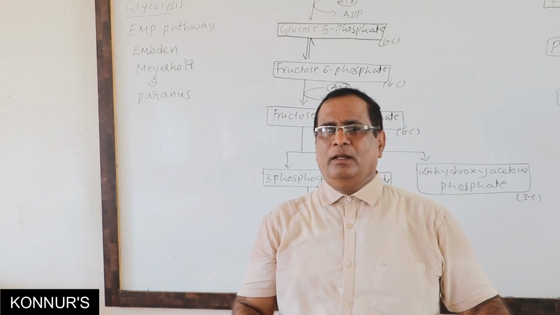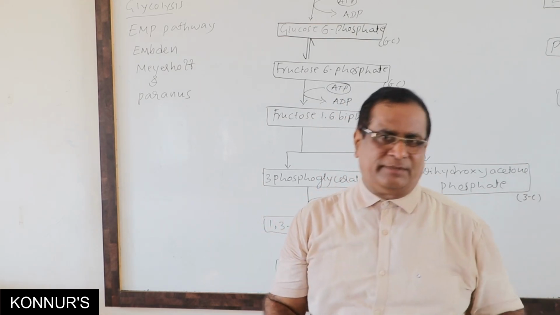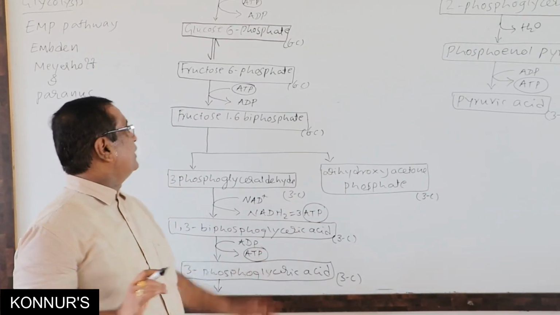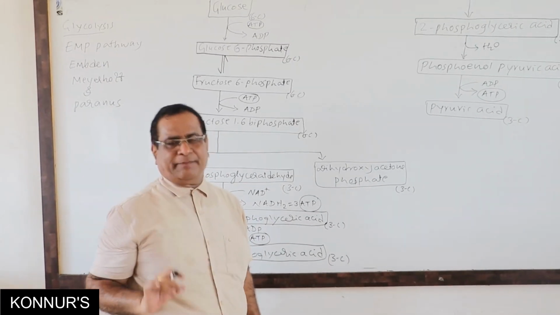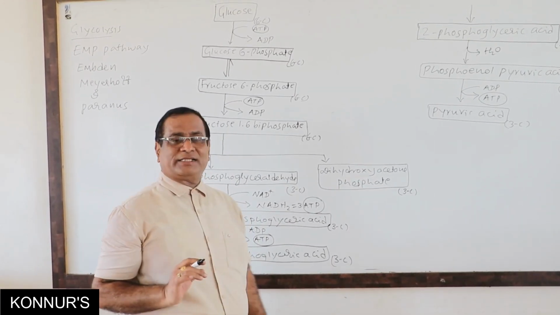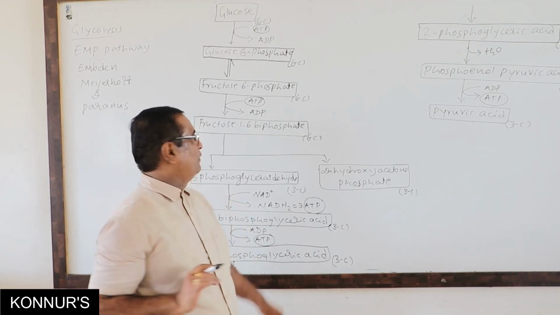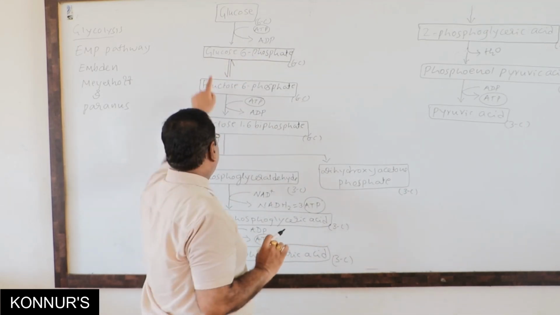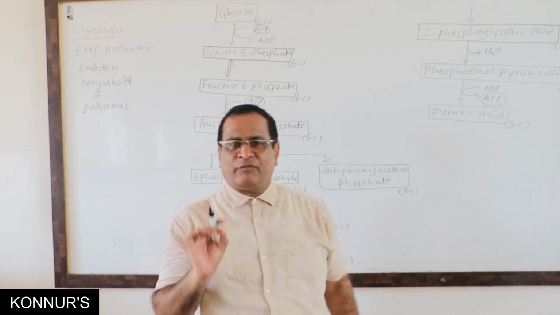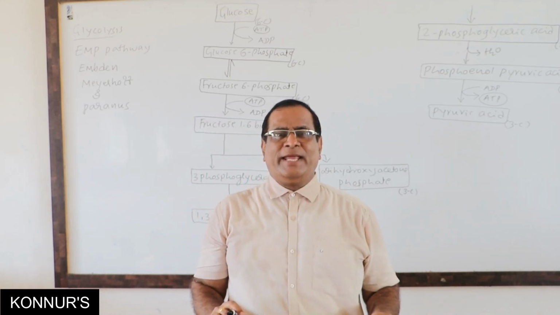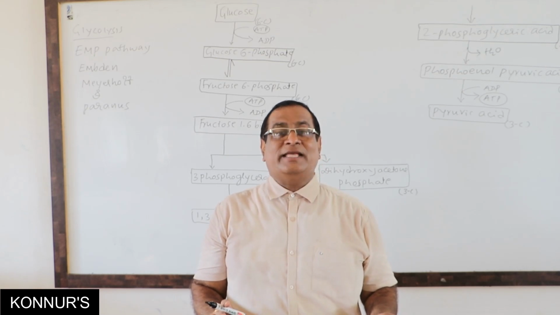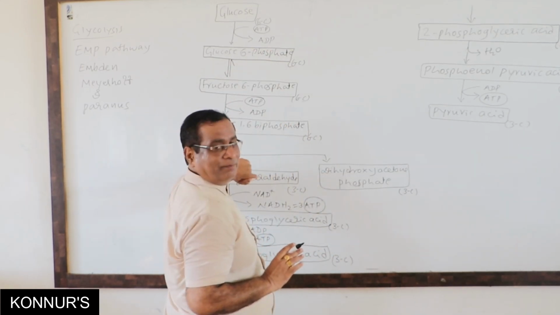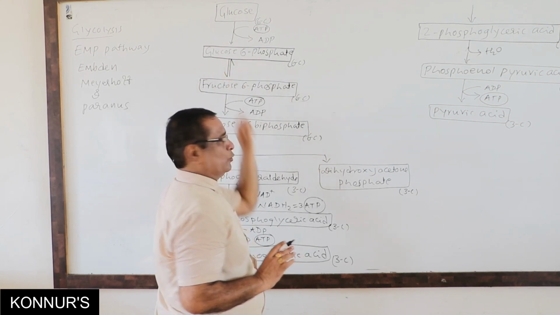EMP pathway. Let us see. It is taking place in cell cytoplasm. In cell cytoplasm, glucose is there. This glucose, in the first step, gets energy from ATP. When it gets energy from ATP, ATP becomes ADP, leading to the formation of glucose 6-phosphate. Here ATP has given energy in the sense it has given a phosphate group also. That's why ATP becomes ADP and that phosphate comes to glucose.